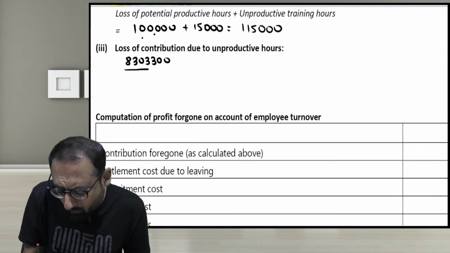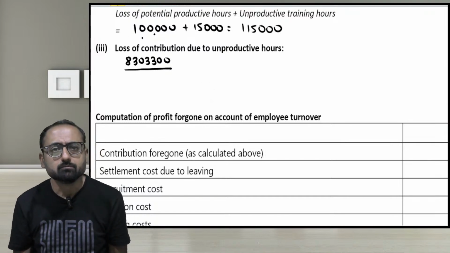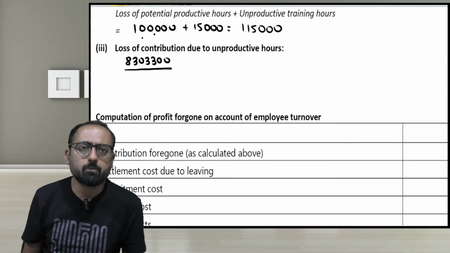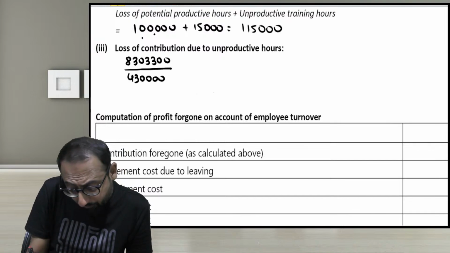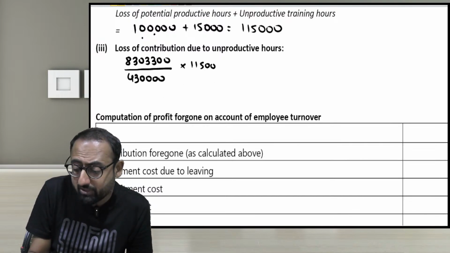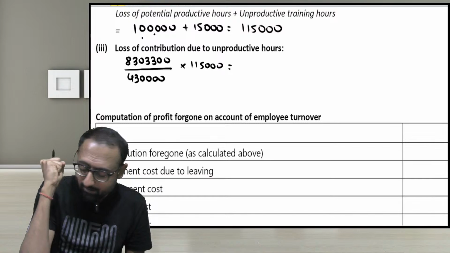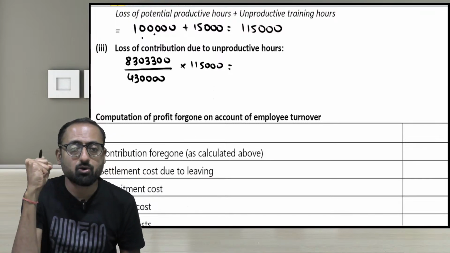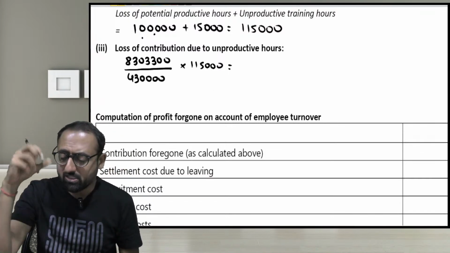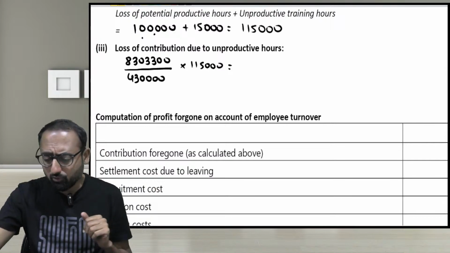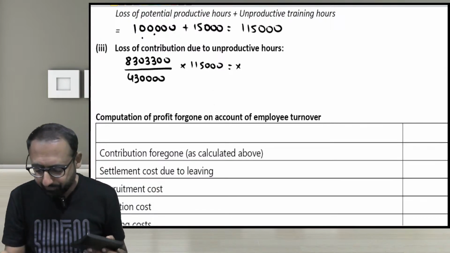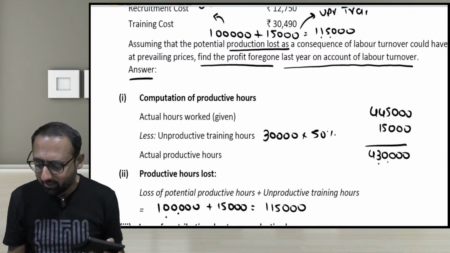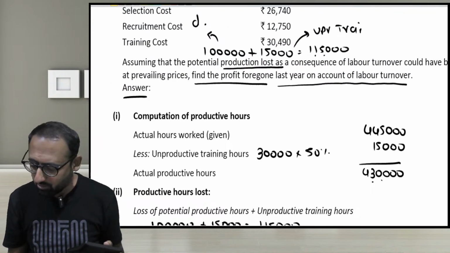83,03,300 was the sale of last year, and it was a sale of total productive hours of 4,30,000. Now, 1,15,000 hours were lost due to labor turnover. If you would have utilized these hours for production, your production would have been higher, and multiplied by the PV ratio, profit volume ratio. What was the gross profit? It was given in the question.